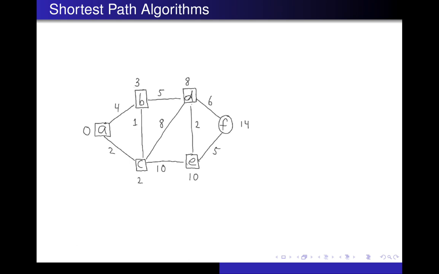And now we just have to figure out F. We can get to F from either D or E. Those are our 2 permanent labels. If we get there from D, we get 14. If we get there from E, we get 10 plus 5 is 15. 14 is smaller, and so that is our permanent label.